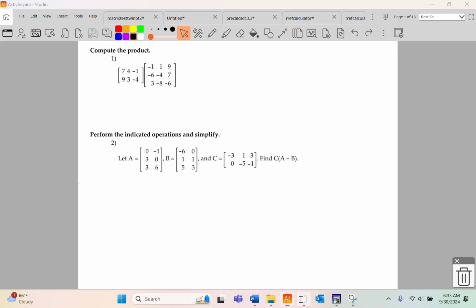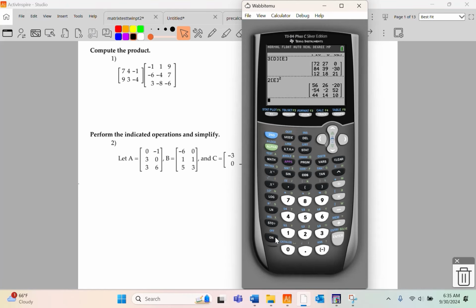Good morning, Algebra 2. We have the second part of your test in front of us, and it's the calculator part. So let's go ahead and do it. This is compute the product. We're going to go to second matrix.